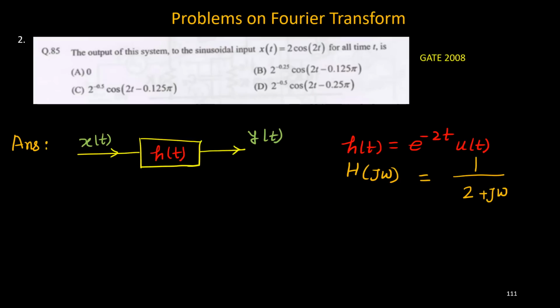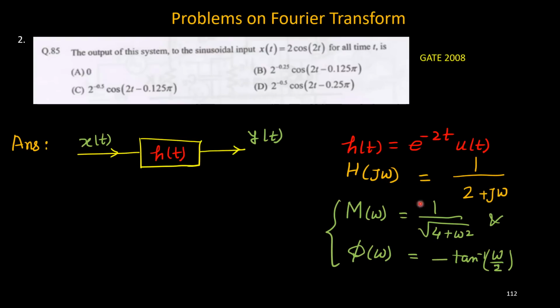So this is the system, this is your impulse response, and this is your frequency response. I'll call it H(jω) as the frequency response. So we know the magnitude plot and phase plot. Magnitude is 1 upon square root of 4 plus ω squared, and phi is minus tan inverse of ω by 2. Right?